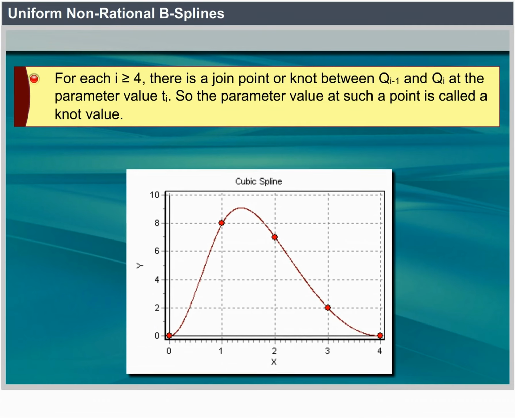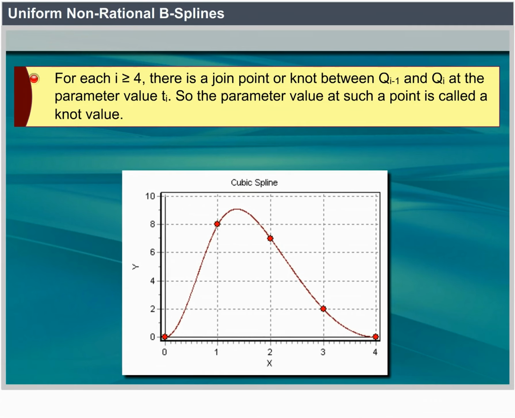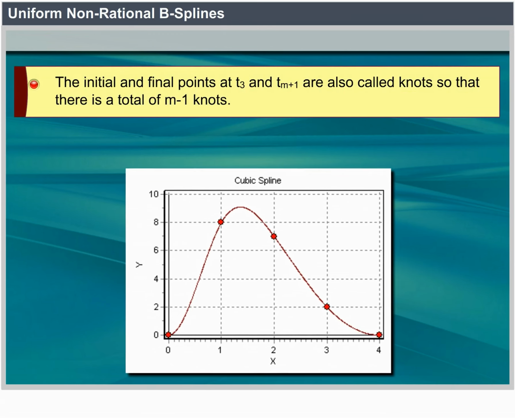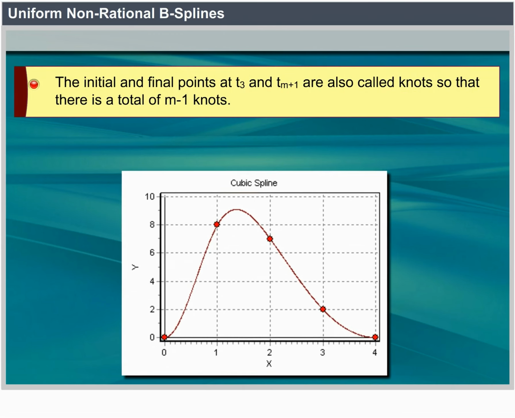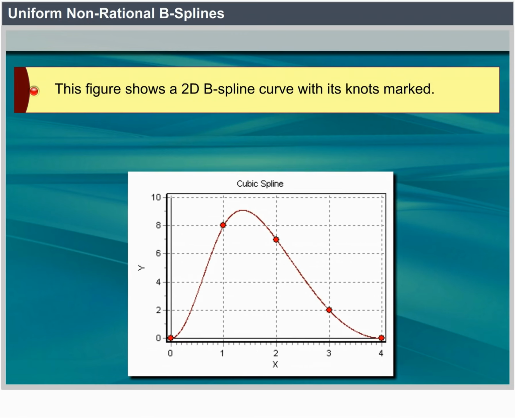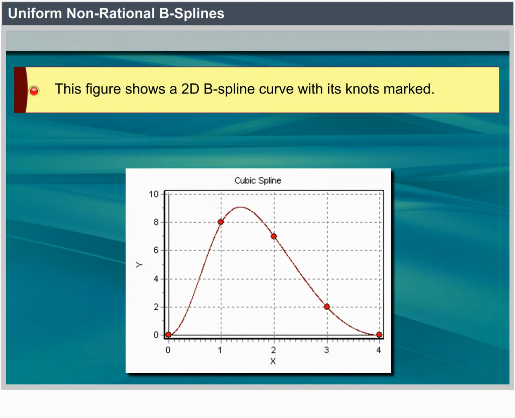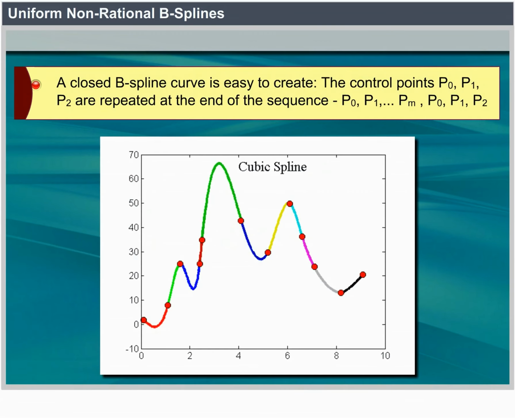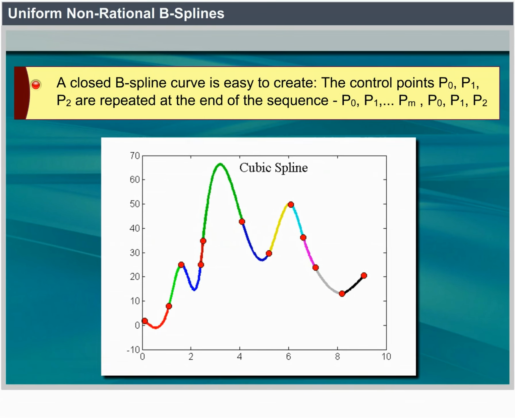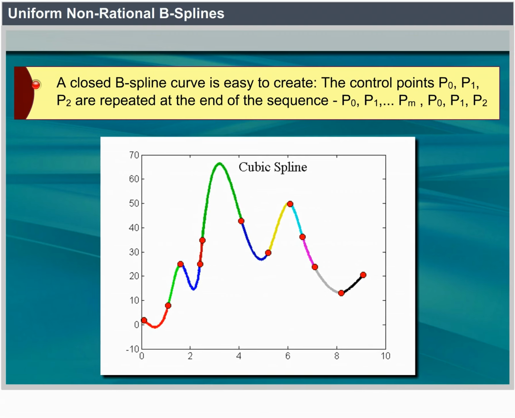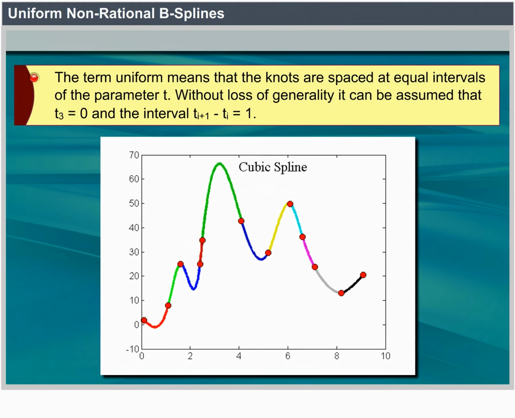The initial and final points at T3 and Tm+1 are also called knots, so that there is a total of m-1 knots. This figure shows a 2D B-spline curve with its knots marked. A closed B-spline curve is easy to create. The control points P0, P1, P2 are repeated at the end of the sequence P0, P1 going up to Pm, P0, P1, P2. The term uniform means that the knots are spaced at equal intervals of the parameter t. Without loss of generality, we can assume that T3 equals 0 and the interval Ti plus 1 minus Ti equals 1.